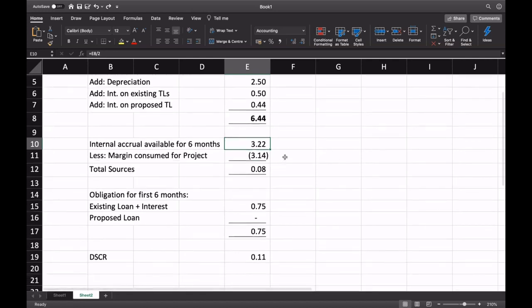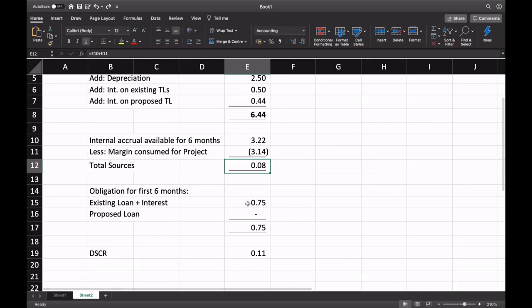And if we use this substantially for meeting the margin, then nothing will be available for meeting the existing loan repayment obligation, and because of that, if they become a defaulter, it will eventually affect the proposed project also. So answering the question whether the internal accruals can be used as margin for this project, the answer should be straight no.